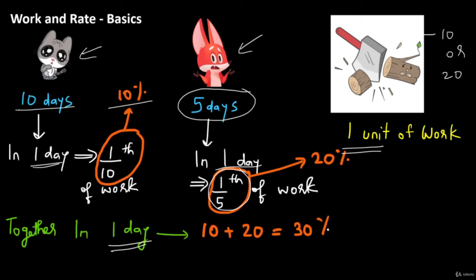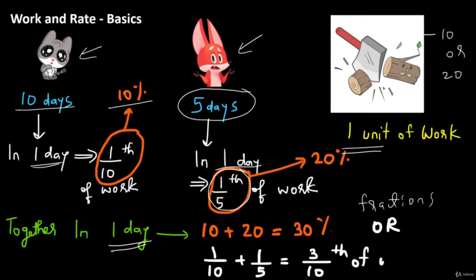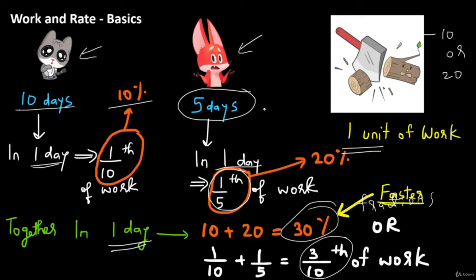Now let's also see how this can be done using fractions. Now in 1 day, Mr. Cat can do 1/10th of the work, and Mr. Fox in 1 day can do 1/5th of the work, right? So together they complete 1/10 plus 1/5. That's equal to 3/10th of the work. So this is the approach where we use fractions, and you can notice that 3/10 is the same as 30%. Now if you can do these type of questions using percentages, it's faster. But the only criteria is you should know the fraction to percentage conversion table.